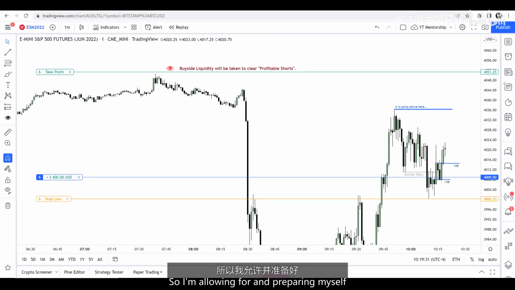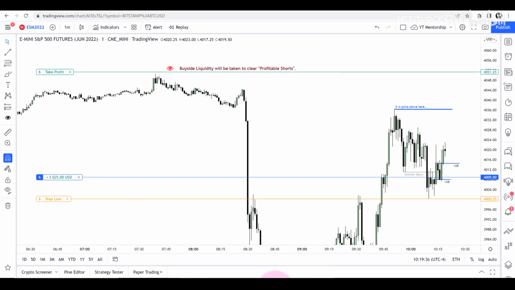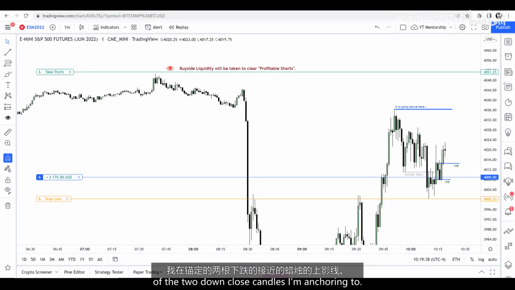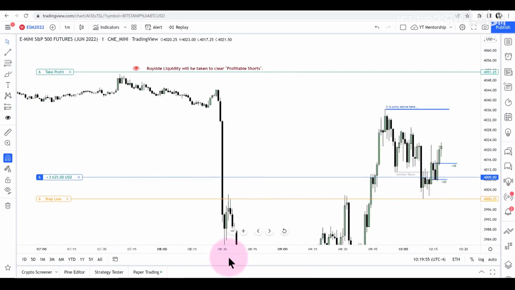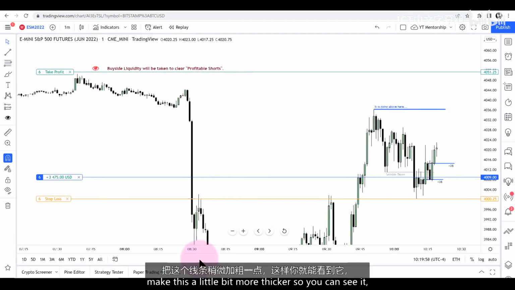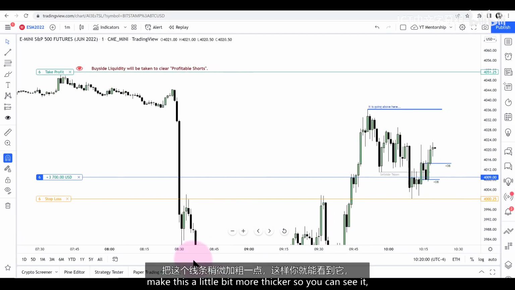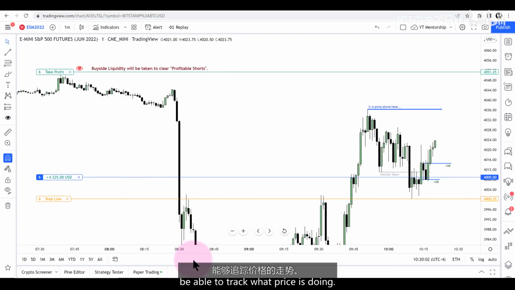So I'm allowing for and preparing myself should it trade down into that level. It might just touch the higher wick of the 2 down close candles I'm anchoring to, but I'm using the uppermost opening price as kind of like the level I'm looking for. But that small little wick high, it might just touch that and be enough, or it may not even touch it at all. But when you're watching order flow, let me make this a little bit thicker so you can see it, be able to track what price is doing.